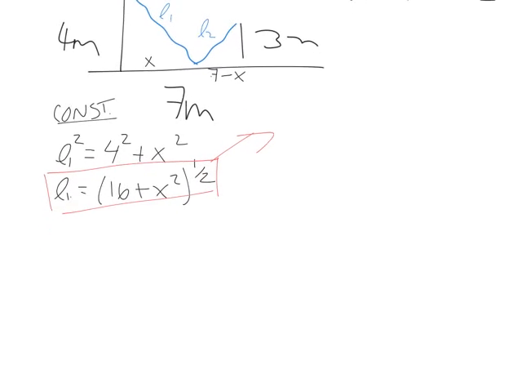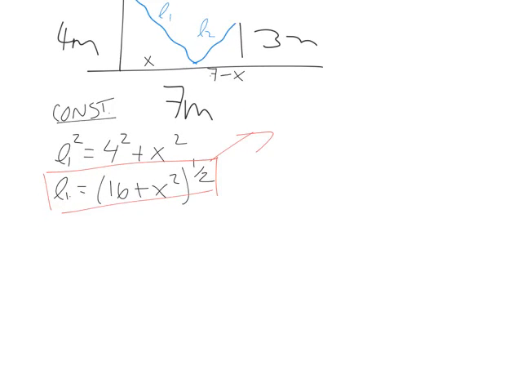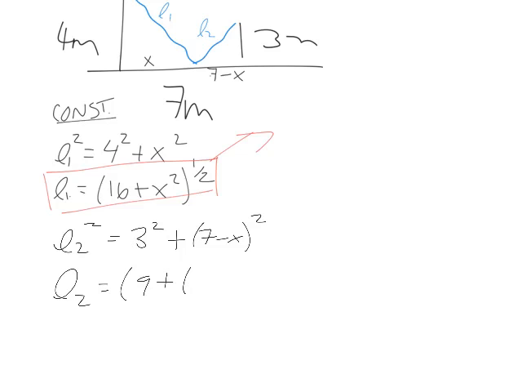Next, our L2 squared is equal to 3 squared plus, in brackets, whatever's left over. So (7 minus x) squared, or L2 equals (9 plus (7 minus x) squared) to the 1/2. So there's our second constraint equation.